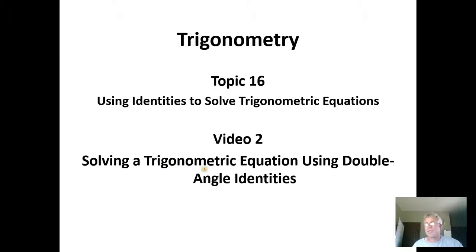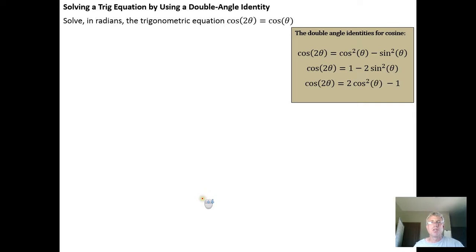In this video, we're going to solve trigonometric equations using double angle identities. So in the first example, we have cosine 2 theta equaling cosine theta. And the issue here is that we've got two cosine functions with different periods. We have this multiplier of 2 making everything happen twice as fast as it does for this function.